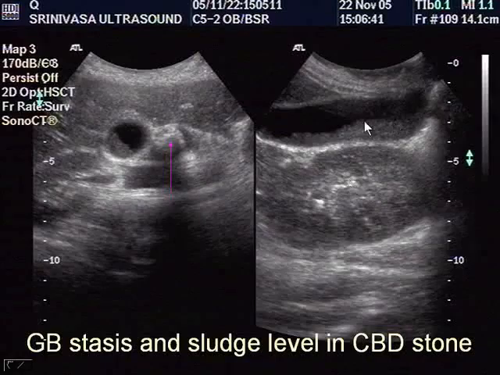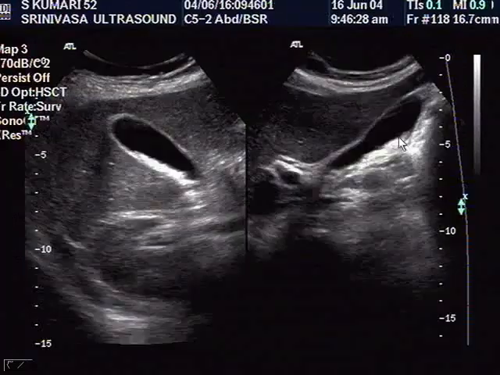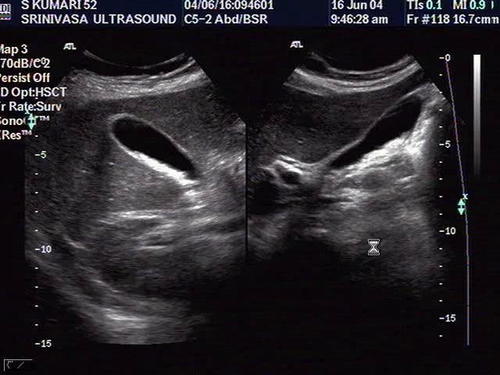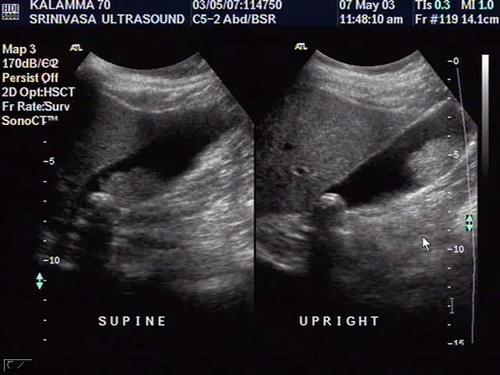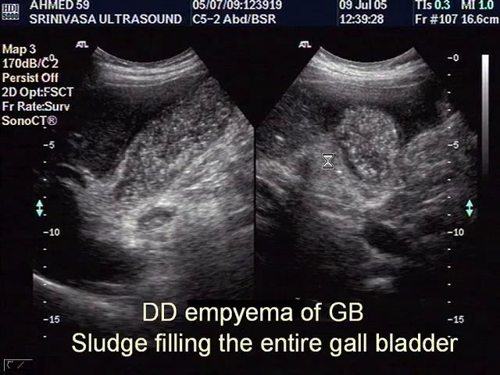This is sludge in the gallbladder secondary to the case we saw before, CBD calculus. This is again sludge in the gallbladder. It could be really echogenic, but remember, sludge doesn't shadow at all. That is sludge again, no shadow there. This is sludge filling up the gallbladder.